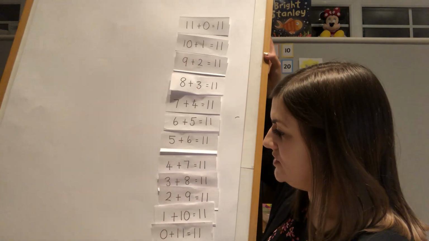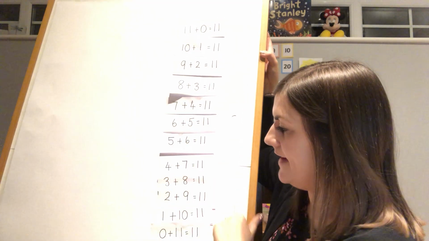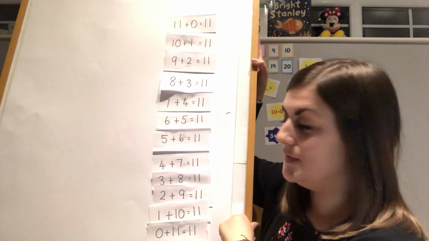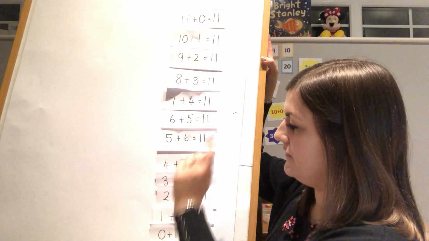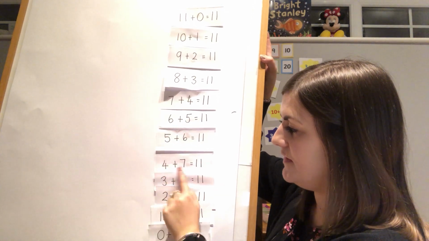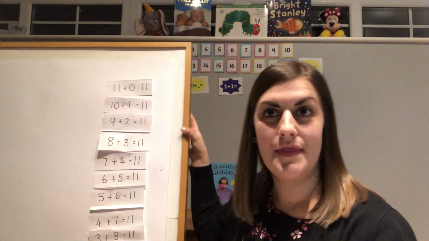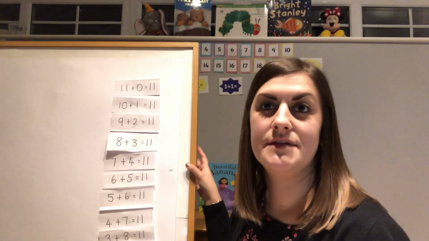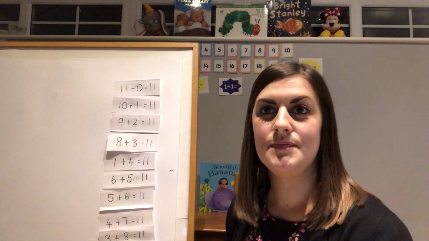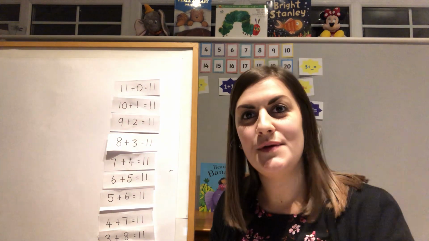Now, as you can see, this one switched around, but so did all of the others. So instead of having 7 and 4, we switched it around this time to be 4 and 7. Because when we're doing addition, we know that it doesn't matter which way round the numbers are because you can just switch them round.